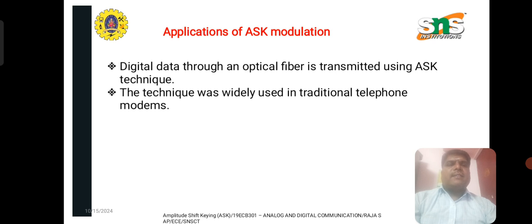Applications of ASK modulation: digital data through an optical fiber is transmitted using the ASK technique. The technique was widely used in traditional telephone modems.